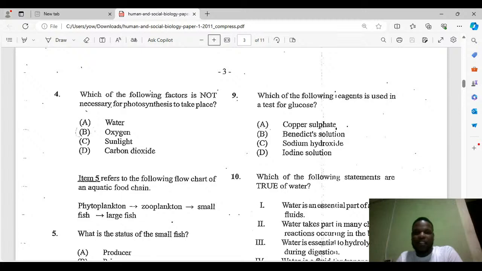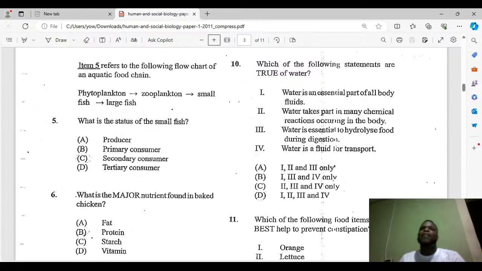So, let's move on. Question 10. Which of the following statements are true about water? Is it that water is an essential part of all body fluid? Water takes part in many chemical reactions occurring in the body. Water is essential to hydrolyze food during digestion, and water is a fluid for transport. Which one of these is true about water?